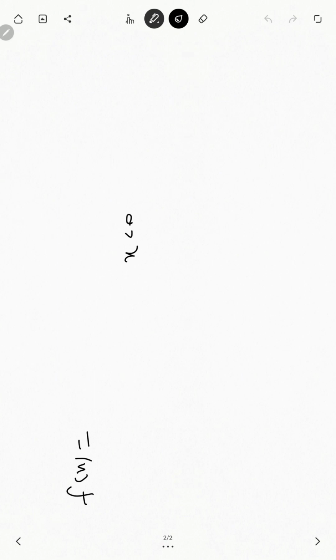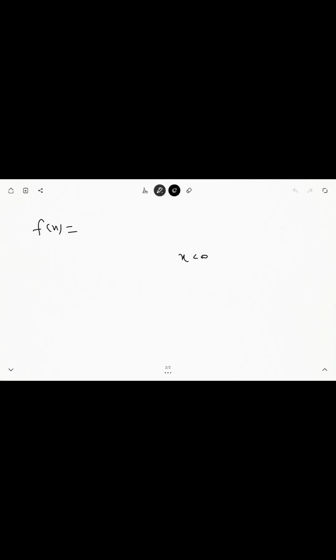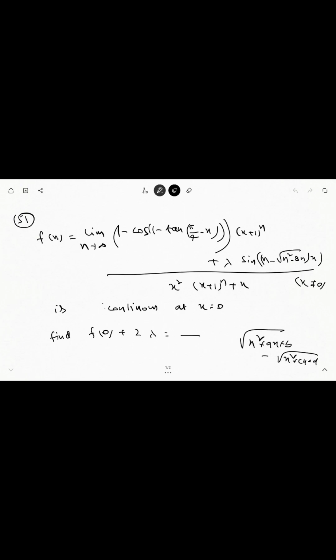So up to 50 problems we have done. Now let us do the 51st problem. Today's date is 25.